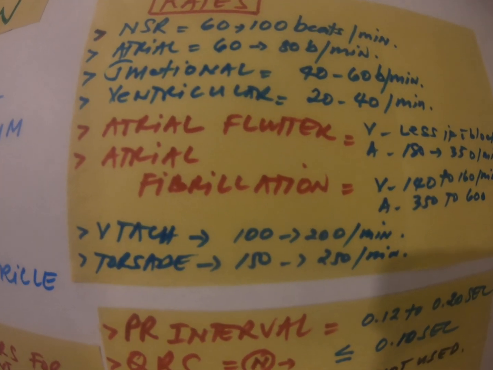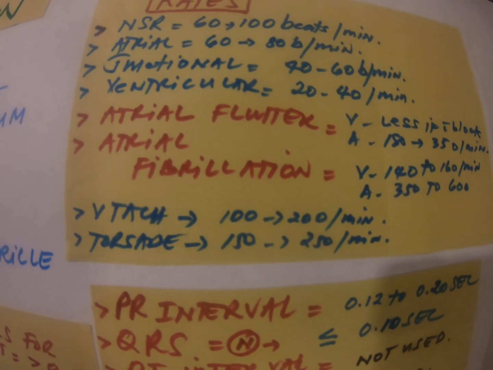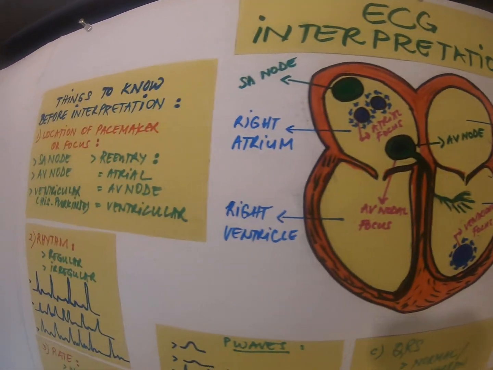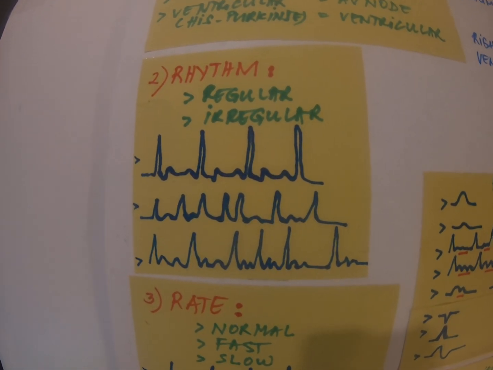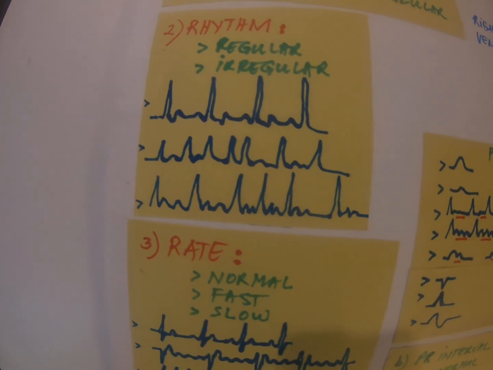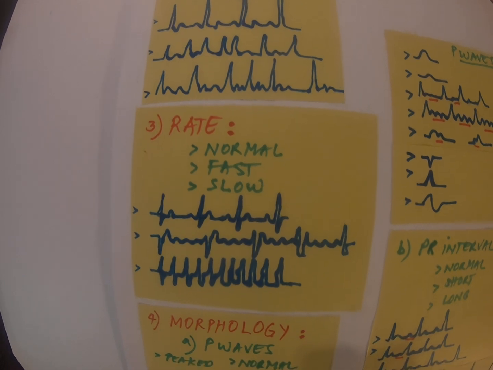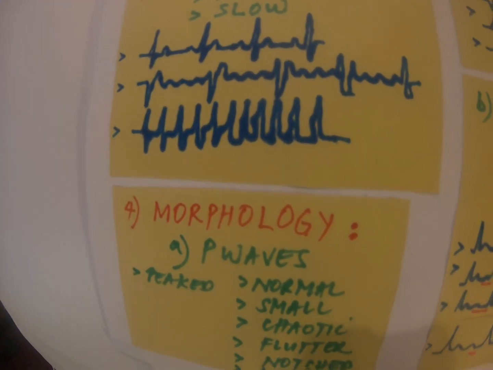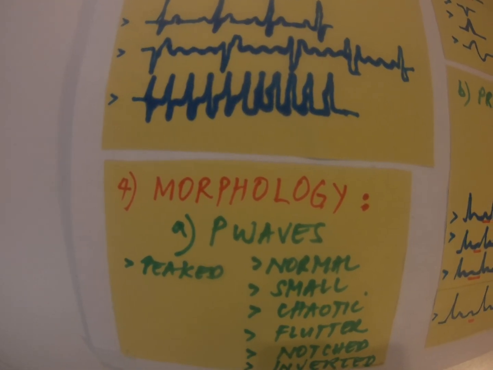VTAC, the rate is 100 to 200 per minute. Torsades, 150 to 250. So those are the rates that we will consider in doing our ECG interpretation. Next, morphology or configuration. You have to look closer at their morphology or configuration.